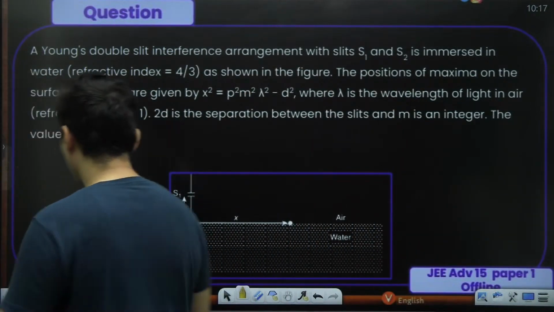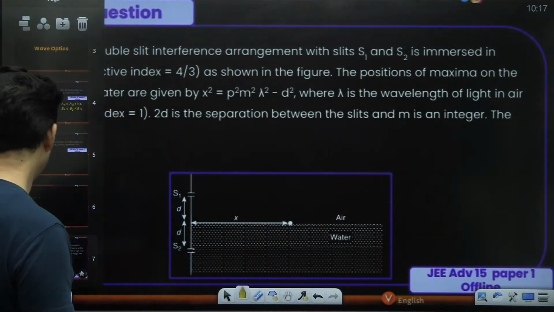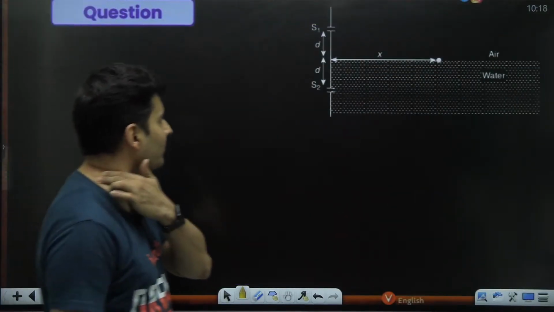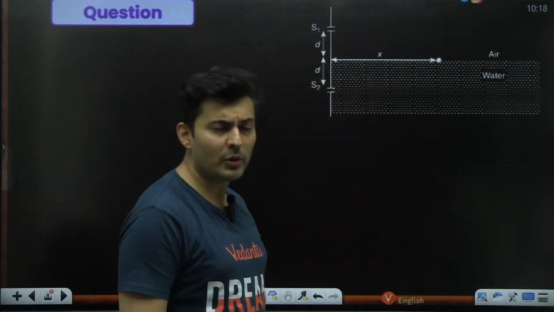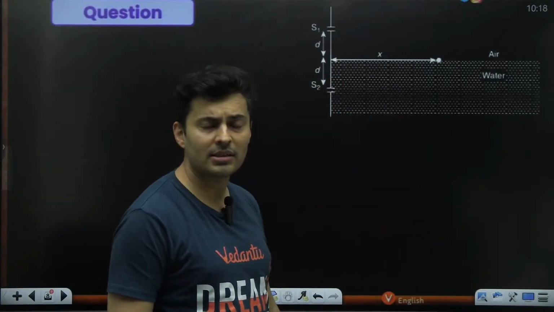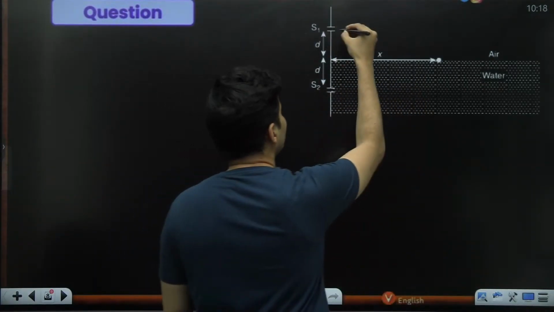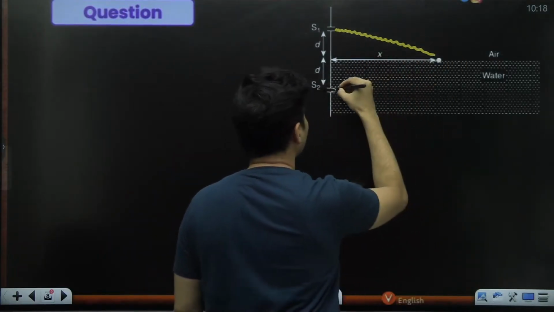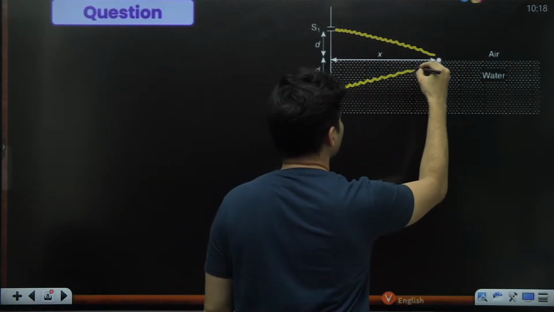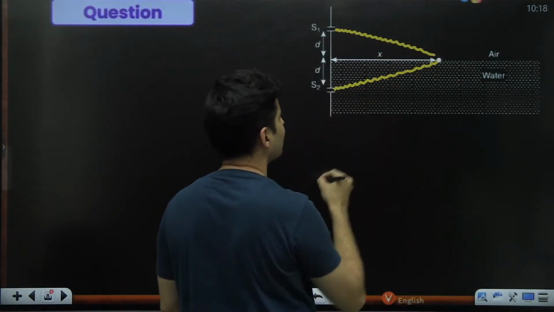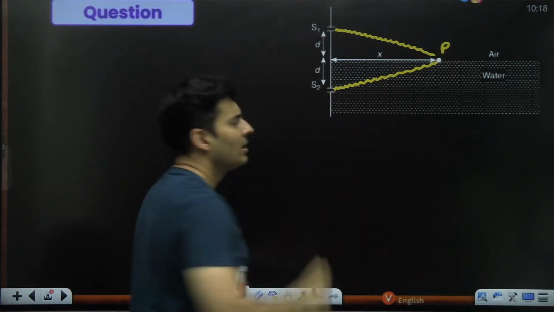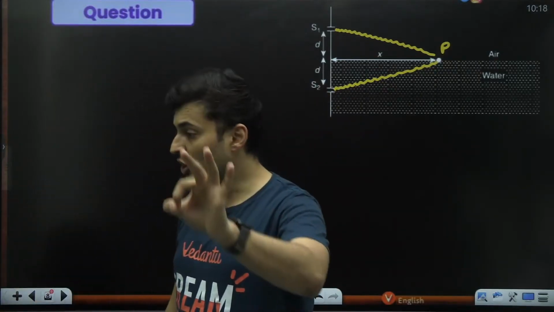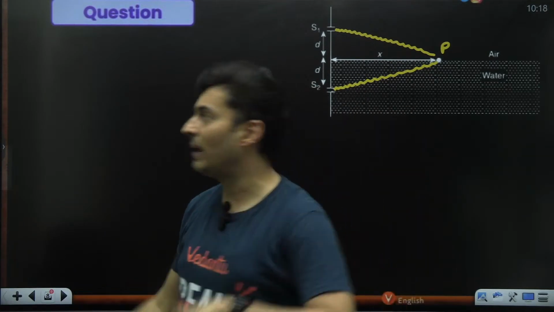Everybody ready for it? Okay, so maybe I will keep just the slide with only the diagram. That will be better. Now, if you have to produce some kind of interference at a location x, just take this particular ray which is coming from S1, meeting here, and this particular ray which is again meeting at this distance x. This is, let's say, point P. I will have to check the path difference and equate it to some integral multiple of lambda.